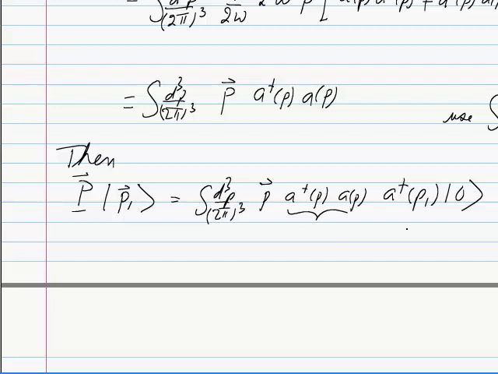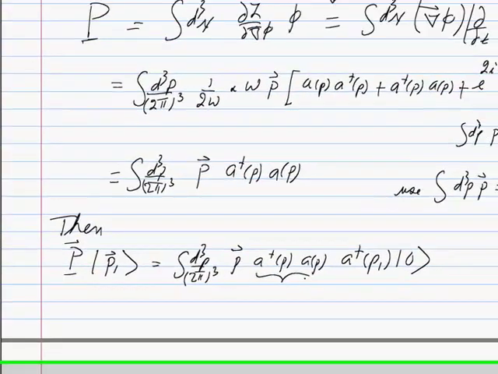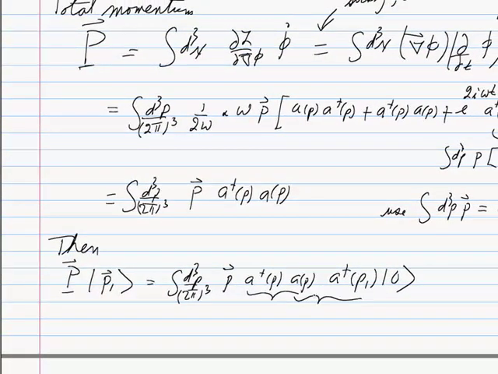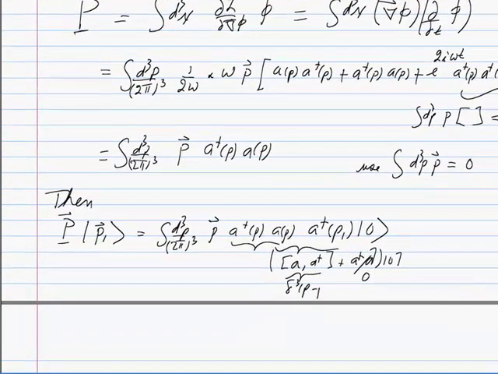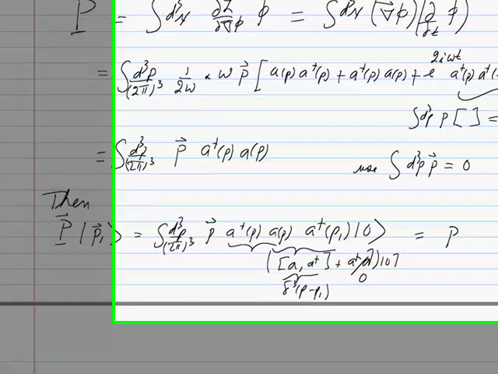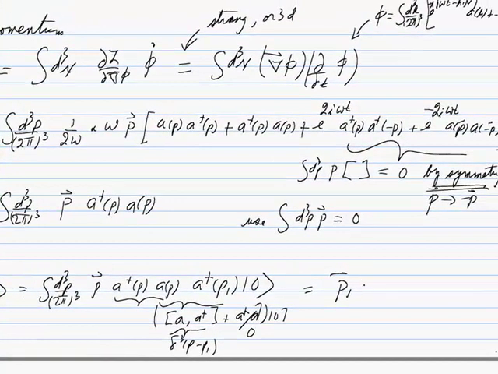This thing is the number operator. It just gives me 1 back, or the other way we calculate it is we write this as a commutator, a with a dagger plus a dagger a, where this term gives me 0 and this term gives me a delta function. In either case, I end up back with the momentum eigenvalue and the same state again.